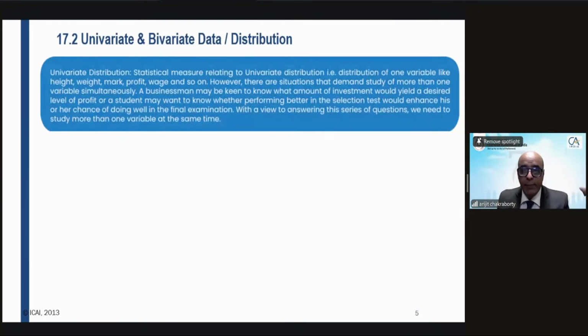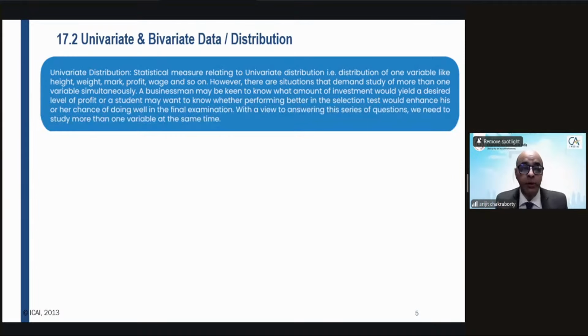Univariate, bivariate, चैप्टर 17 के शुरू में, एकदम बिल्कुल शुरू में univariate के बारे में discussion है. So what is univariate? Whenever we are dealing with single data, one variable, for example, the sales figure of a particular company, or the profit from a particular investment for the last 5 years, 10 years, or maybe the salaries paid per month, or the marks students are scoring. So these are univariate.